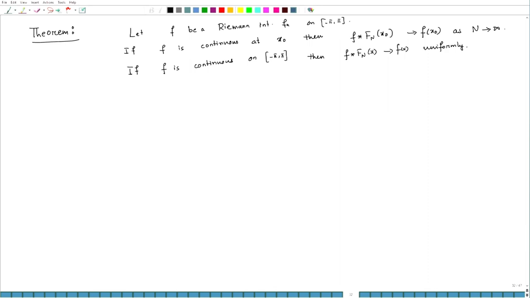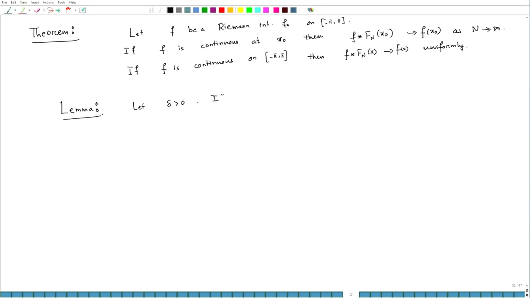So, before proving this theorem, let us have a close look at another important feature of the Fejer kernel. This I will put as a lemma. Let delta be positive.